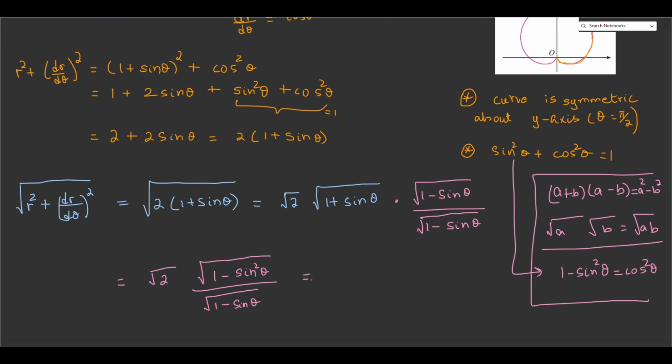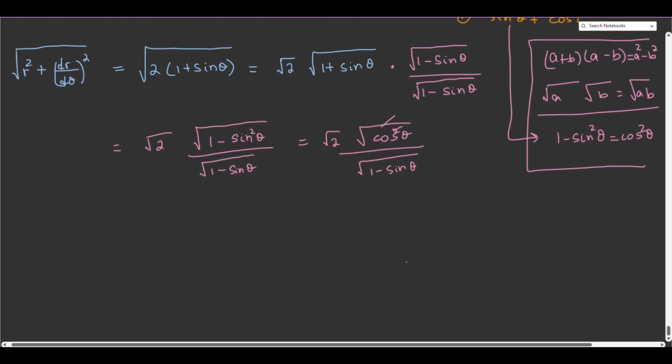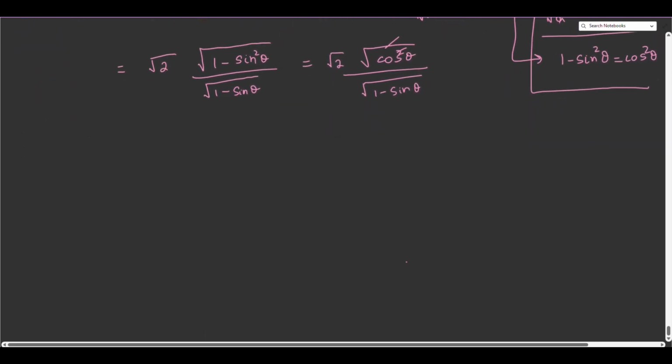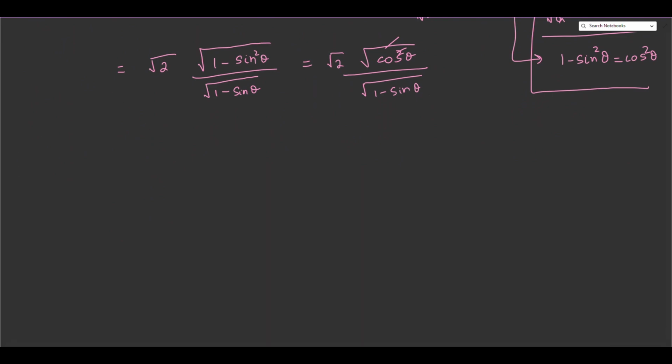So this will become under the root cosine square theta divided by 1 minus sine of theta. So at the top, the square root cancels with the 2, and then it will be rewritten in this form.